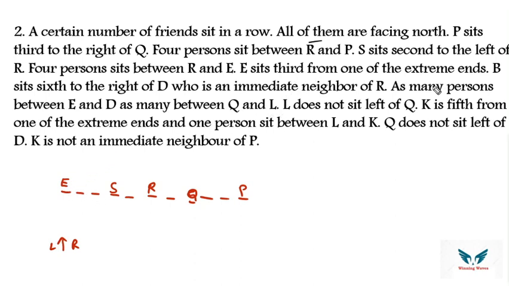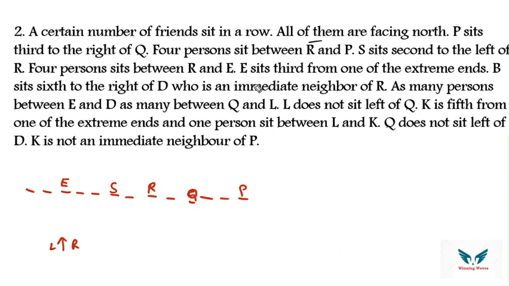E sits third from one of the ends. So at the right end there are many places, that's why let's go towards the left end. So the place of E is third from one of the ends. Basically, let's say left hand, first, second, third. Then B sits sixth right of D.